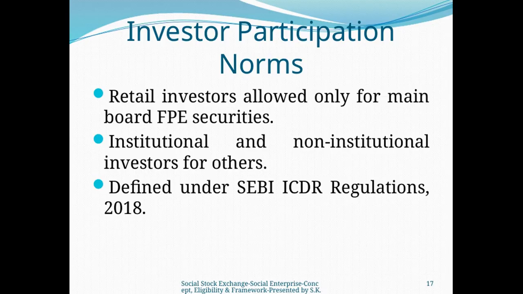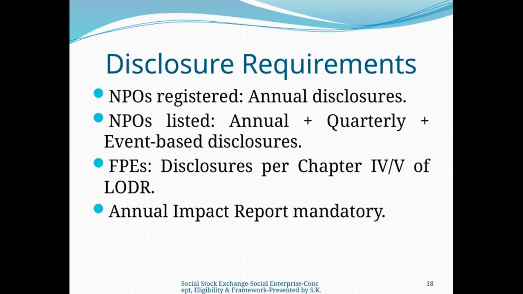Now, let's delve into the disclosure requirements that are essential for different types of organizations. For NPOs that are registered, the key obligation is to submit annual disclosures. This ensures transparency and accountability in their operations. Moving on to NPOs that are listed, the requirements become more comprehensive. These organizations need to provide not only annual disclosures, but also quarterly reports and disclosures based on specific events as they happen.